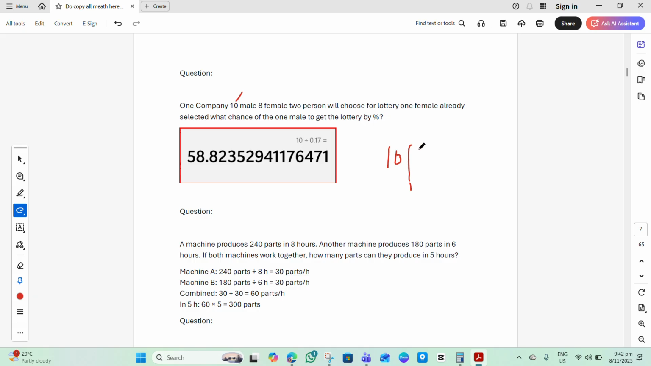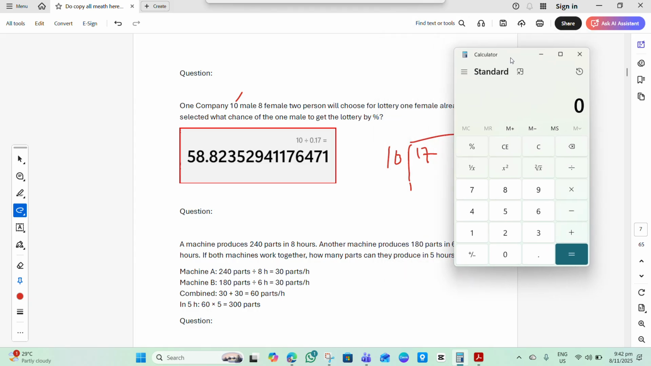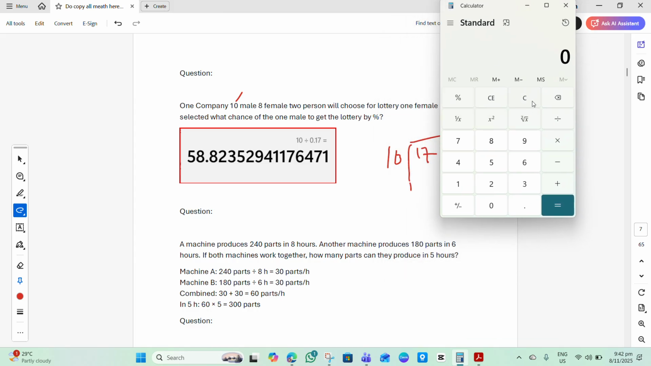Okay. So divided by 70. This one can be done manually, but division they cannot do manually. If you don't have a calculator, this one is difficult to do manually. Anybody have an idea to do this one manually?